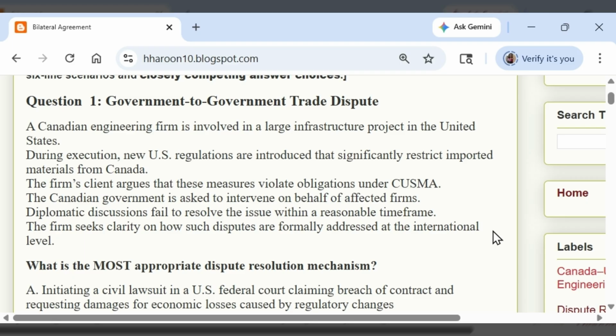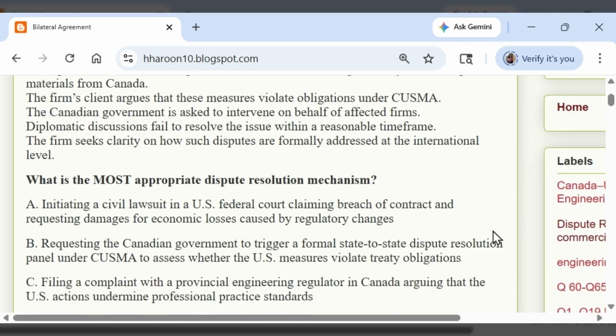The Canadian government is asked to intervene on behalf of affected firms. Diplomatic discussions fail to resolve the issue within a reasonable timeframe. The firm seeks clarity on how such disputes are formally addressed at the international level. What is the most appropriate dispute resolution mechanism?